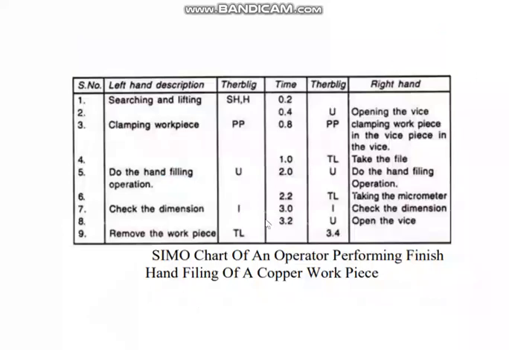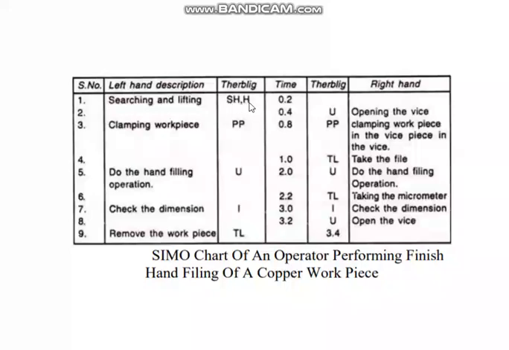Here there is another example of SIMO chart. See, left hand description, right hand description. Here a serial number also is given. That means totally there are 10 distinct operations at any given point of time these hands are doing. So the first one is searching and lifting. Searching is SH and lifting.